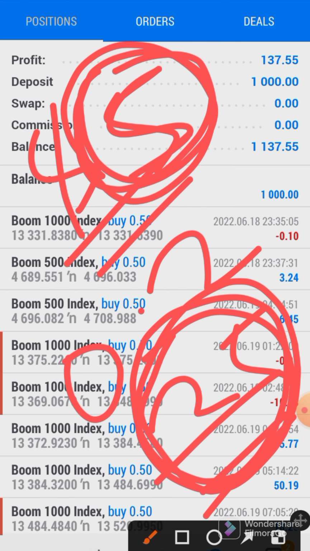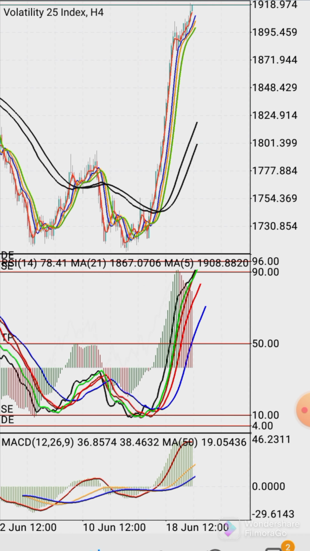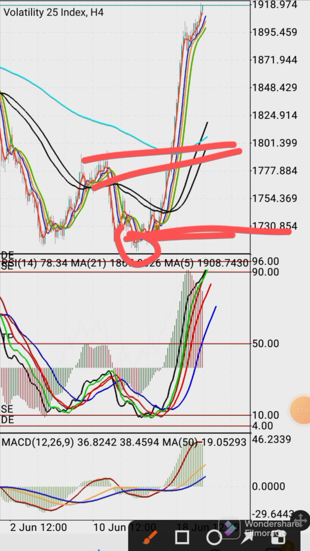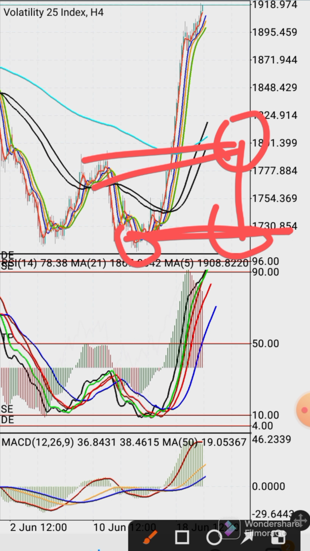Let me give you an example. Assuming I'm buying this market here, I'm buying here, and here is my stop loss. So I calculate from here, what is the distance? If I get the distance, that is how I can understand, okay, this is what I need to do, and this is how I want to do it. Simple.